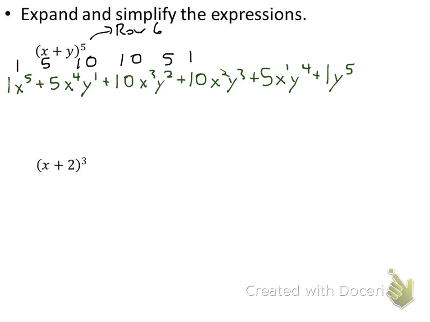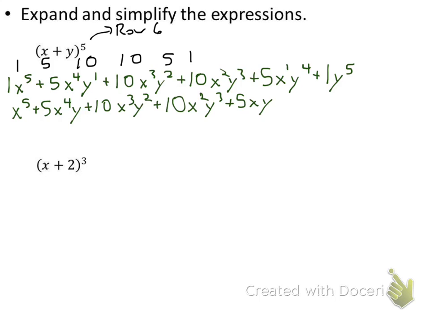Okay, we can now put it together. We get x to the fifth plus 5x to the fourth y plus 10 x to the third y squared plus 10 x squared y to the third plus 5xy to the fourth plus y to the fifth. Okay, and there's our expansion. Notice in each one the exponents do add up to 5.